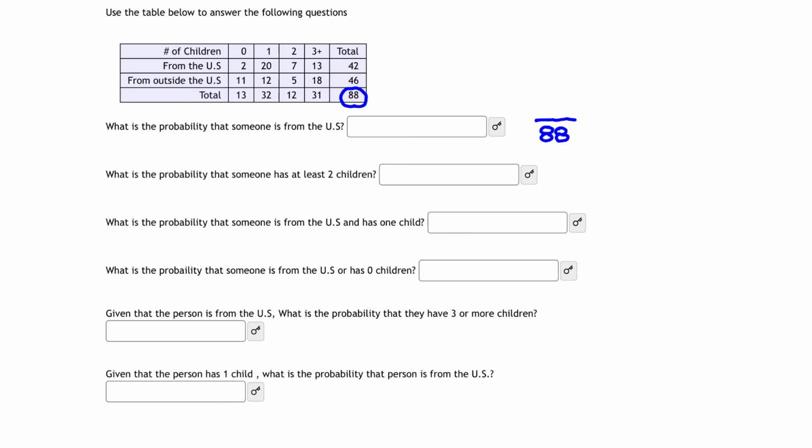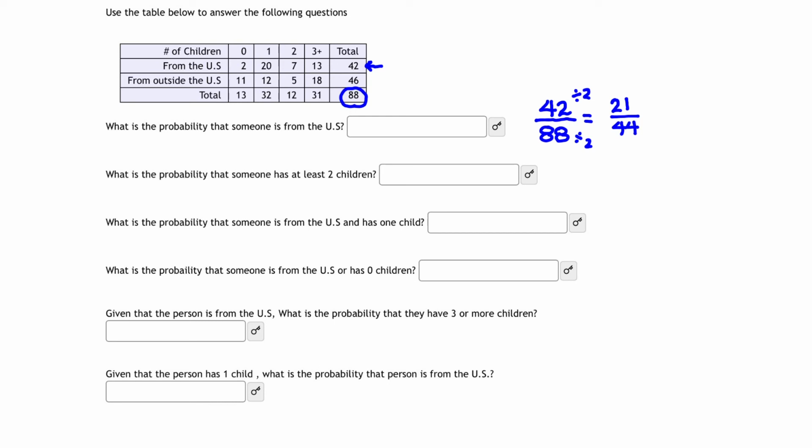Now, what is the probability that someone is from the U.S.? Well, now we have to look at the people from the U.S., and that becomes our numerator. So we say that the probability that someone is from the U.S. is 42 out of 88. Or if we divide both of them by 2, right? Both the numerator and the denominator can be divided by 2. That gives us 21 out of 44.